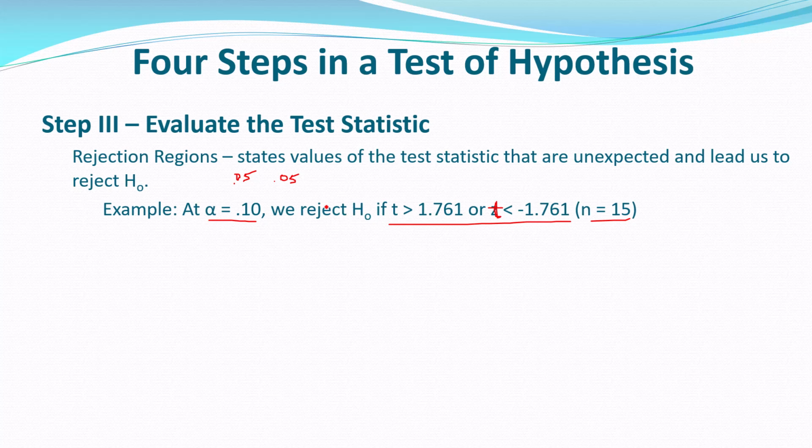If you're doing a two-tailed test, you have a two-sided rejection region. If you're doing a one-tailed test, you're going to have a one-sided rejection region. So you're going to have to be up to speed with finding rejection regions. The other way of making a conclusion in a test hypothesis is to use the p-value approach.